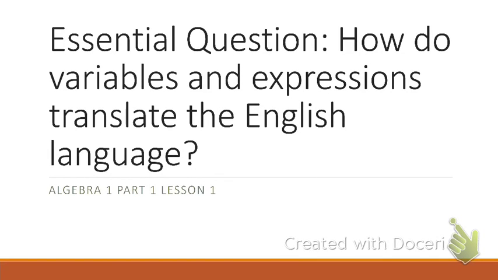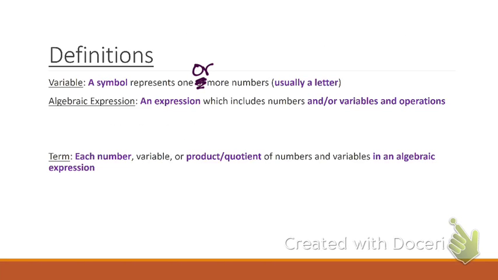So the essential question: how do variables and expressions translate to the English language? Something I want to stress about the definition of a variable is that it's any symbol. It doesn't just have to be a letter. Usually it's a letter, but it doesn't have to be just a letter. So it's some sort of symbol.